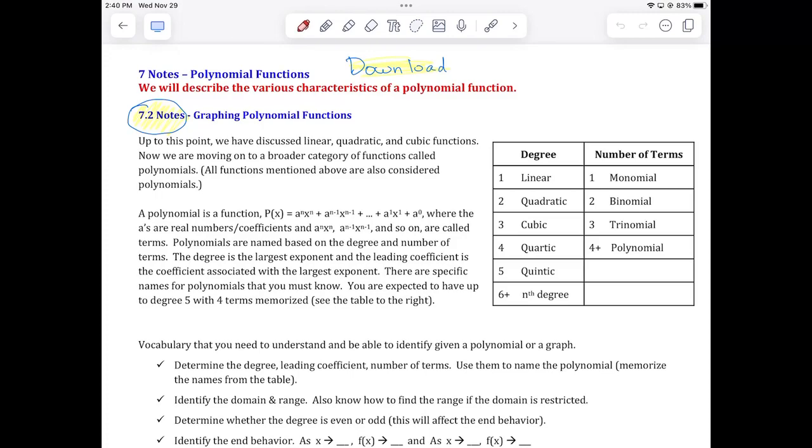If it's x to the sixth, we don't call it hextant or anything like that. We just say anything that's 6 or bigger, we call a 6th degree polynomial, a 7th degree polynomial, or a 100th degree polynomial, whatever the case may be.